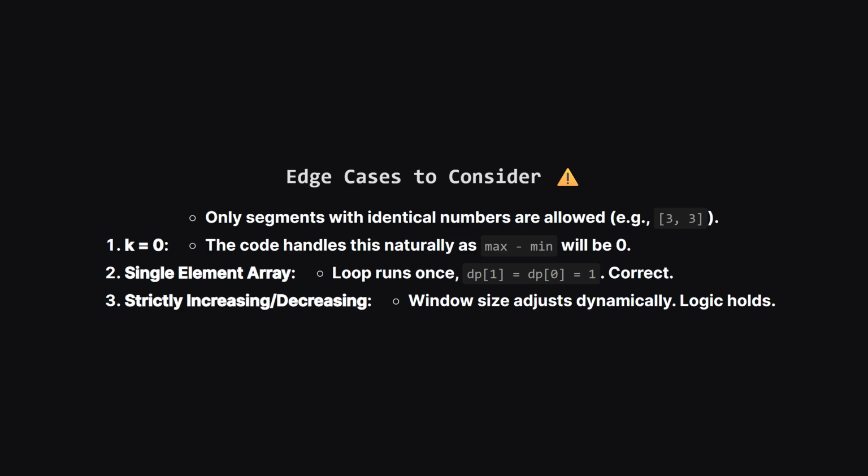What if k is 0? That means every number in a segment must be identical. Our logic handles this perfectly, because the difference will be 0. What if the array has only one item? The loop runs once, and we get one valid partition. The sliding window logic is robust enough to handle these cases without any special if statements.